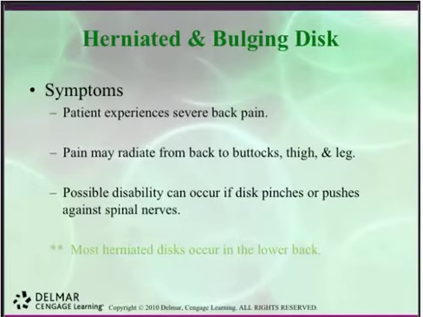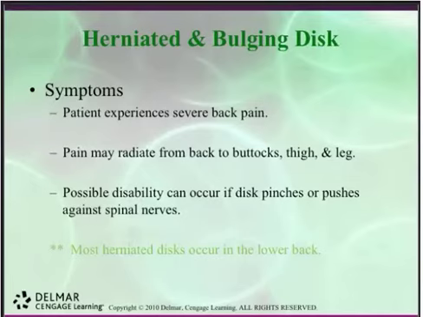Most herniated discs occur in the lower back, and the reason again for that is the increased amount of force. If you look at the vertebral column, the vertebrae get larger the further down the column you go, from superior to inferior. And the reason for that is that they're supporting successively greater and greater force. Again, they're working against gravity. So there's more body weight on the lumbar vertebrae than there is on the thoracic or cervical vertebrae.